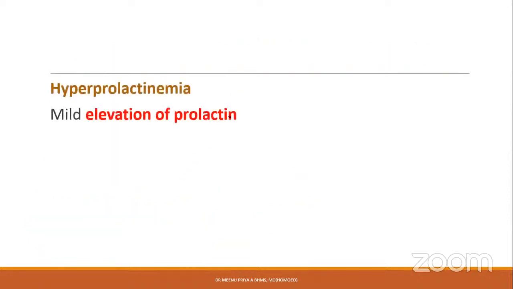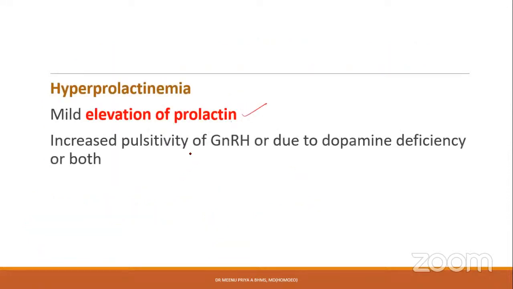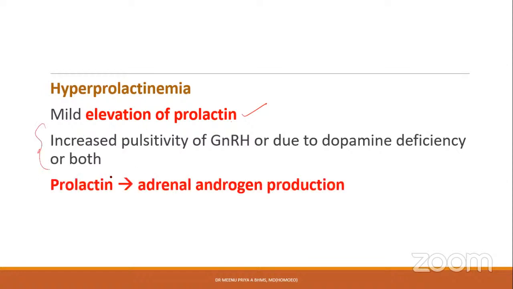Next, hyperprolactinemia. Mild elevation of prolactin occurs, and increased pulsatility of gonadotropin releasing hormone or dopamine deficiency or both. Why does it occur? Because of this. And prolactin, what does it do? Again, it goes to adrenal androgen production. So prolactin stimulates the adrenals to produce androgen, and that's why androgen is high.